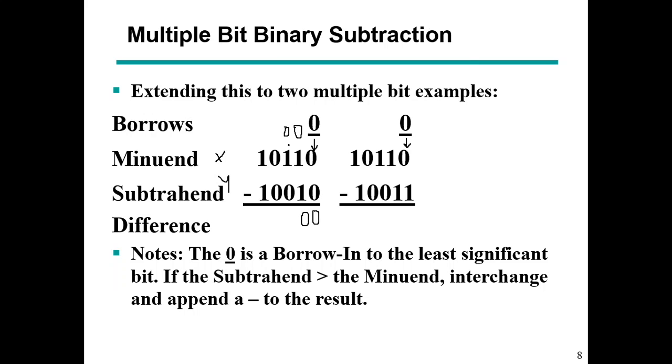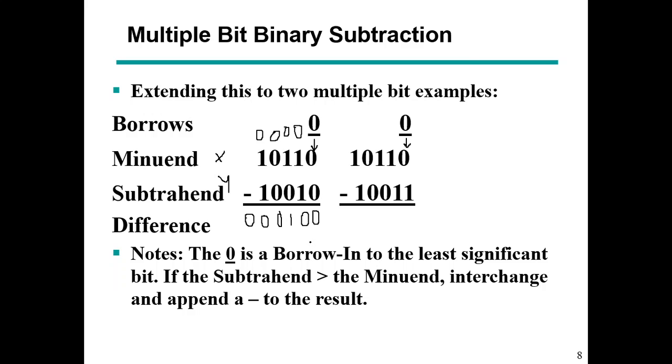Okay. 1 minus 0 minus 0. Okay, the difference is 1, and we did not need to borrow anything for it. 0 minus 0 minus 0. So the difference is 0, and we did not need to borrow anything. And again 1 minus 1 minus 0. So the difference is 0, and we did not need to borrow anything for this. Okay? So this was simple.